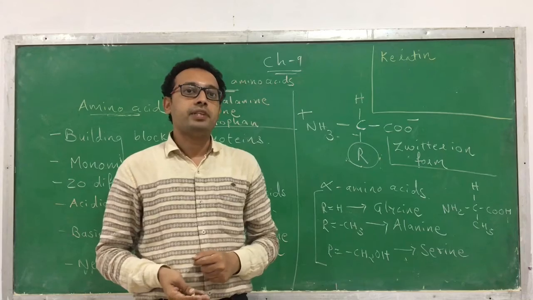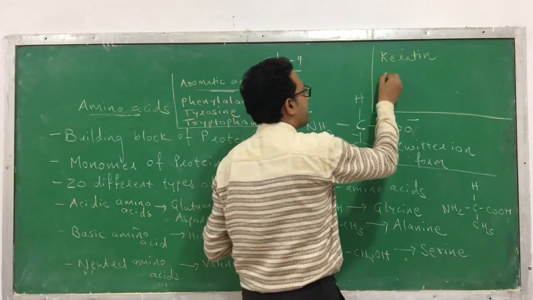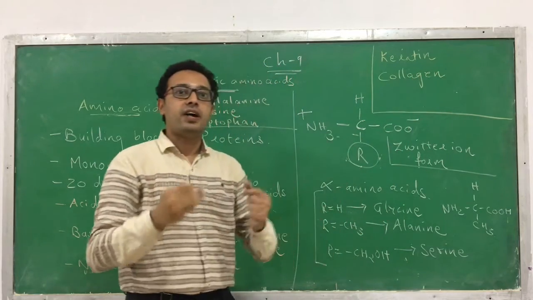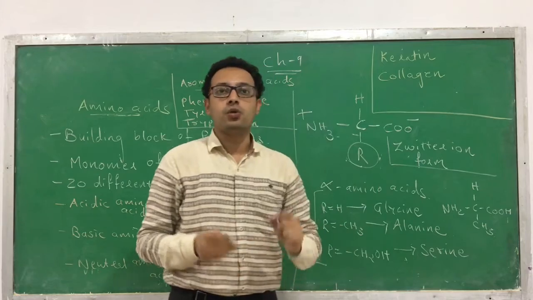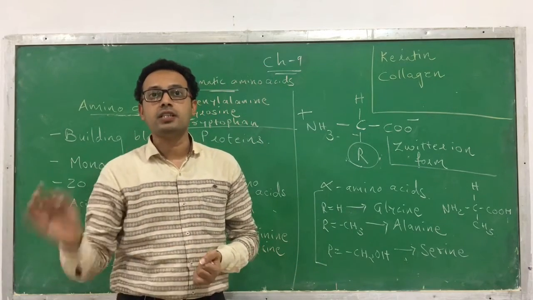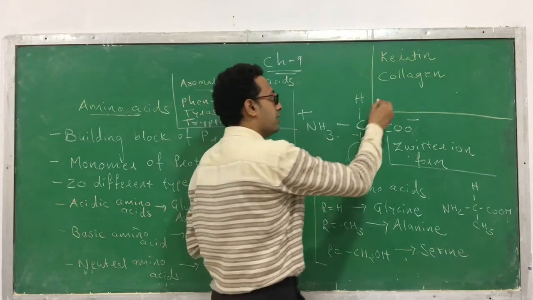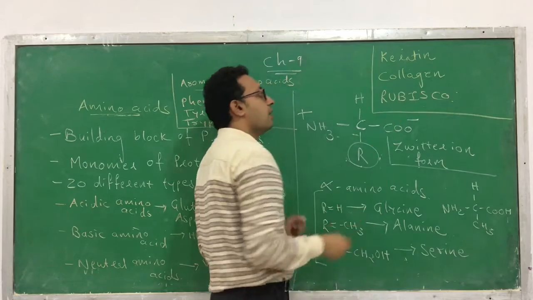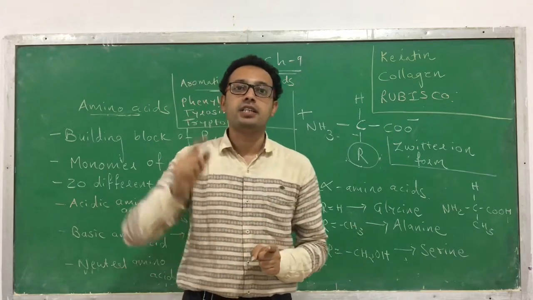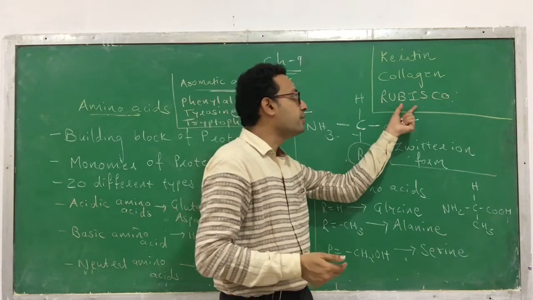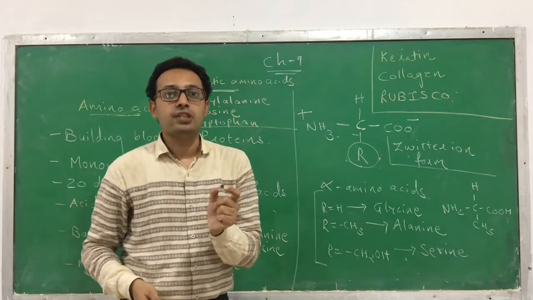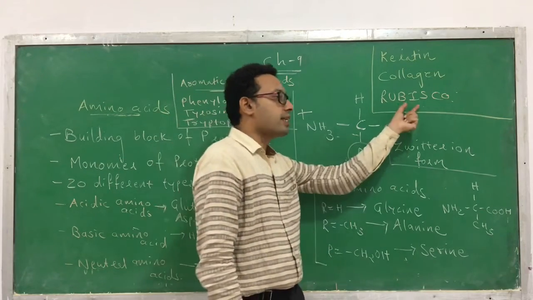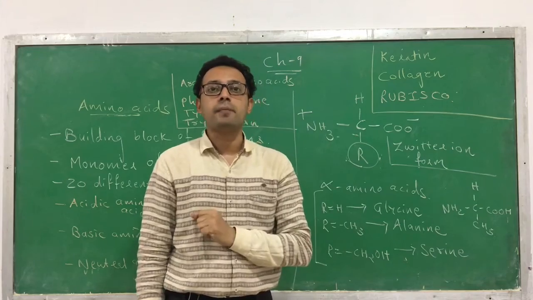Another example is the protein which is abundantly found in animals: collagen. Collagen protein is found in abundant quantity in animals. And the last one is Rubisco, a protein that is found in abundant quantity in plants. The full form of Rubisco is ribulose biphosphate carboxylase oxygenase. This is an enzyme or protein found in abundant quantity in a plant.